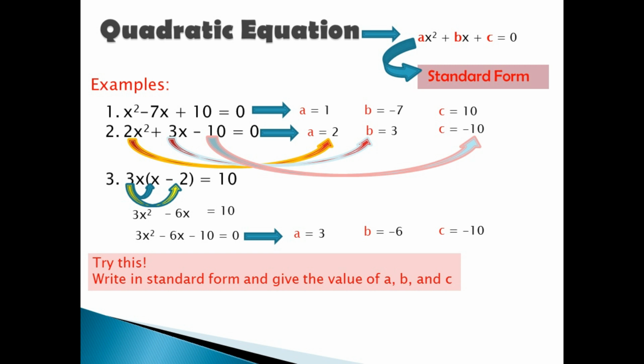Try this. Write in standard form and give the values of a, b, and c. Number 1, the quantity x plus 3 times the quantity x plus 4 equals 0. Number 2, the quantity x minus 4 squared minus 25 equals 0. And number 3, 2x times the quantity x minus 3 equals 15.